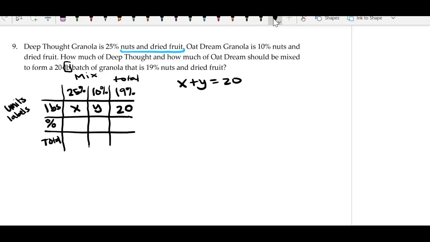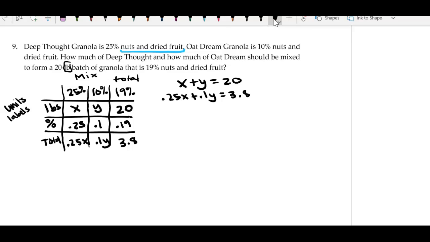Then on this next row, change your percent to a decimal. What is 25% as a decimal? 0.25. And then 0.1, and then 0.19. Now how do I get the third row? We multiply these two together, so 0.25x, 0.1y, and then how do we get this one? Multiply. It's 20 times 0.19, which should be 3.8. That's my second equation: 0.25x plus 0.1y equals 3.8.